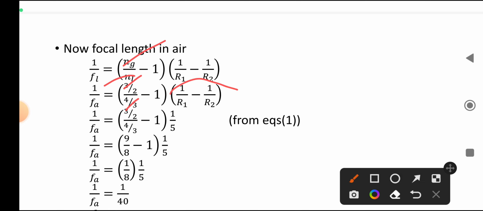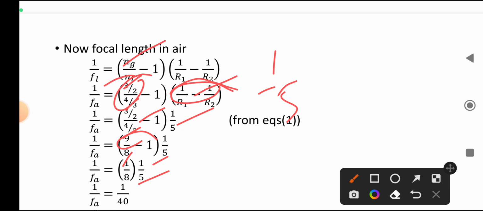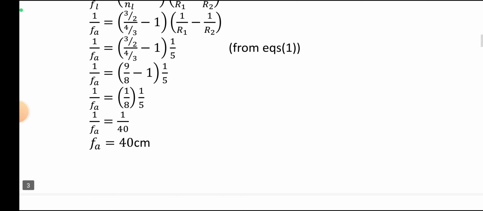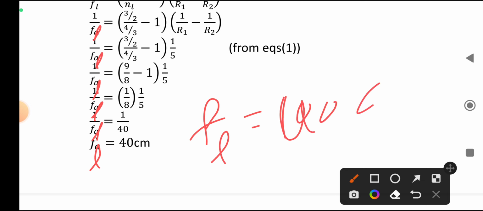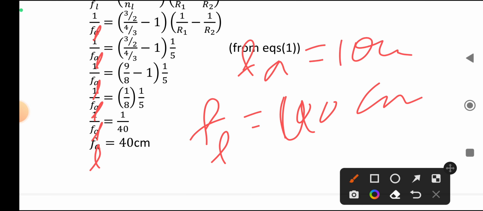Just now we have calculated its value as 1 by f, 1 by 5. Substitute these values here and simplify them. After simplification you get 9 by 8 minus 1 by 5. It can be written as 1 by 8 into 1 by 5, and finally we can write 1 by 40. So it is not fa, it is fl. You have to write fl, the focal length in liquid. So the focal length in liquid is 40 centimeter. The focal length in air is 10 centimeter, already given.